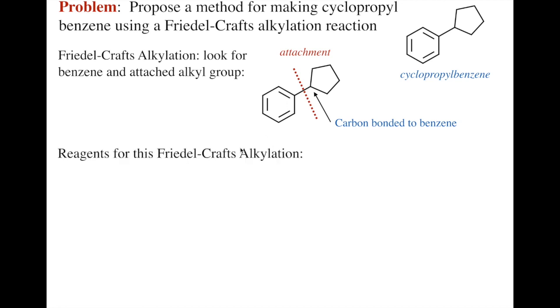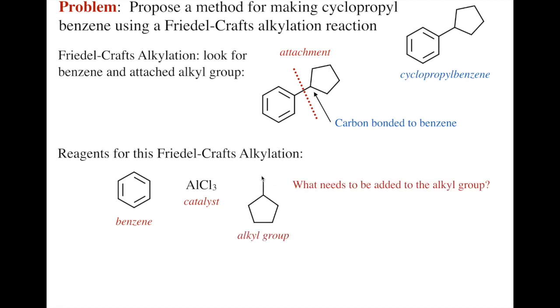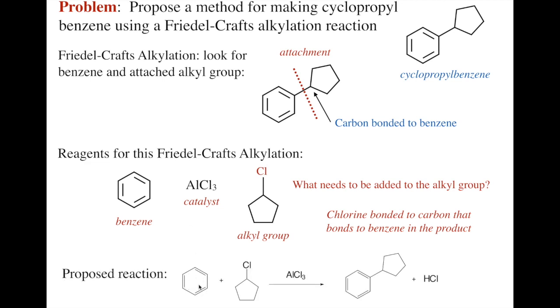So what reagents would we need for this? We'd of course need the aromatic ring, which is just benzene. We need our Lewis acid catalyst, of course. And what's the other reagent going to be? Well, it's this 5-carbon ring. But what should we have attached here? Well, we need the chlorine. The chlorine will be bonded to the carbon that becomes bonded to the aromatic. So the net reaction is our benzene and our alkyl halide and our Lewis acid catalyst.